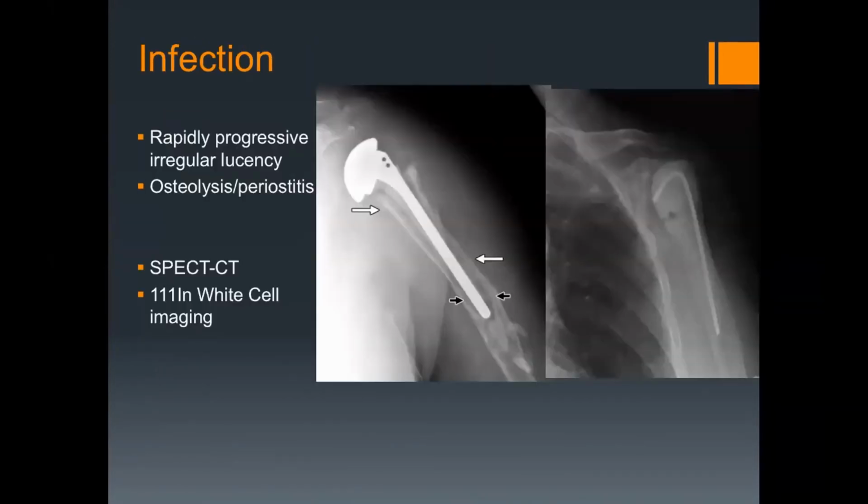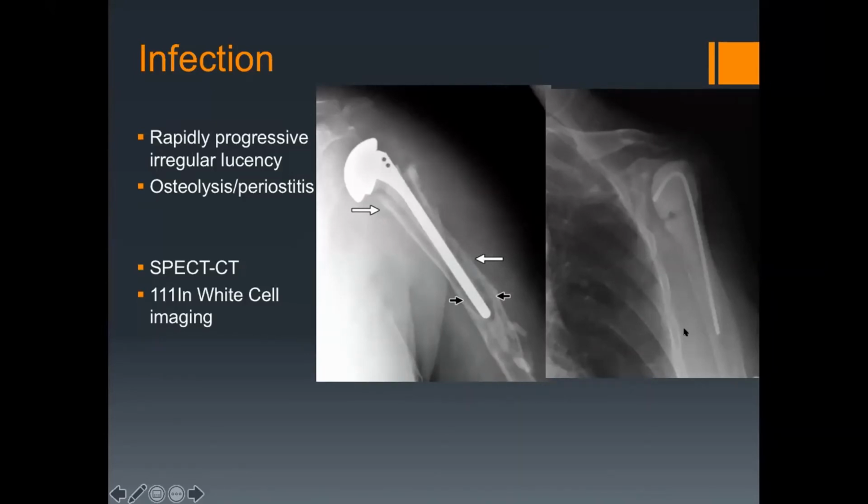So just briefly to touch on infection. This is characterized by rapidly progressive irregular periprosthetic lucency, which you can see on serial plain imaging. You may also see osteolysis, periostitis, and soft tissue swelling. So this is an example here. Unfortunately, it's not projected very well, but you can see irregular periprosthetic lucency related to the humeral hemiarthroplasty. There's also periosteal reaction on the medial cortex and some osteolysis at the top of the prosthesis.